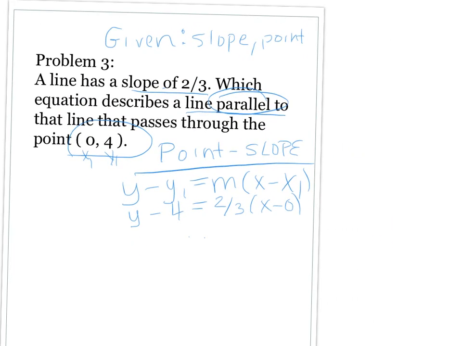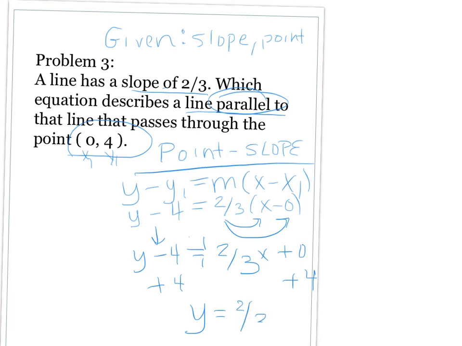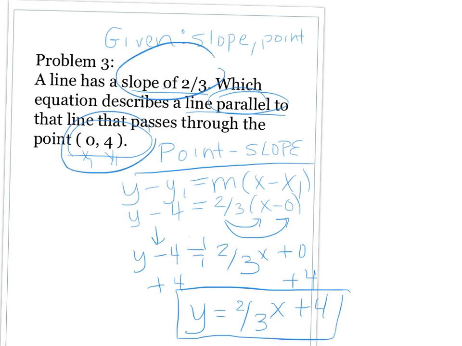Okay, now we're going to distribute. So now I'm going to get 2/3 x. 2/3 times 0 is 0. And I'm going to bring down y minus 4. I have to move 4 to the other side, so I'm going to add 4. So my equation is y equals 2/3 x plus 4. The thinking you have to do is, I'm given a slope, I'm given a point, I'm going to put it in point slope. Then I need to distribute and combine like terms. The slope, if it's parallel, is going to be the same number.